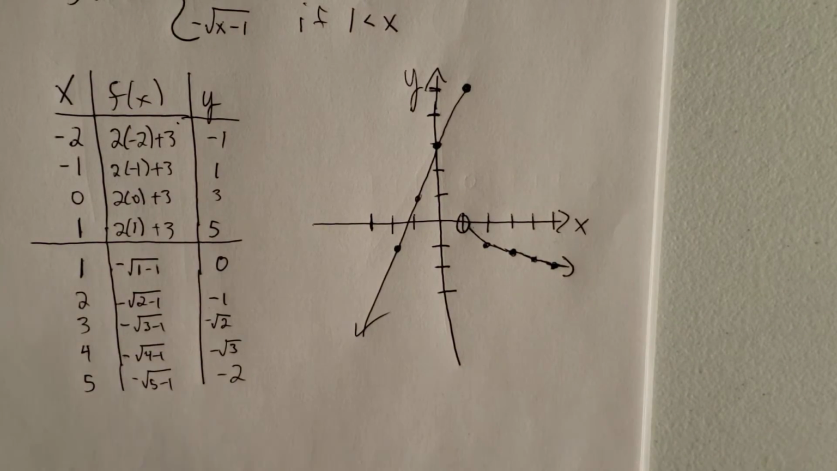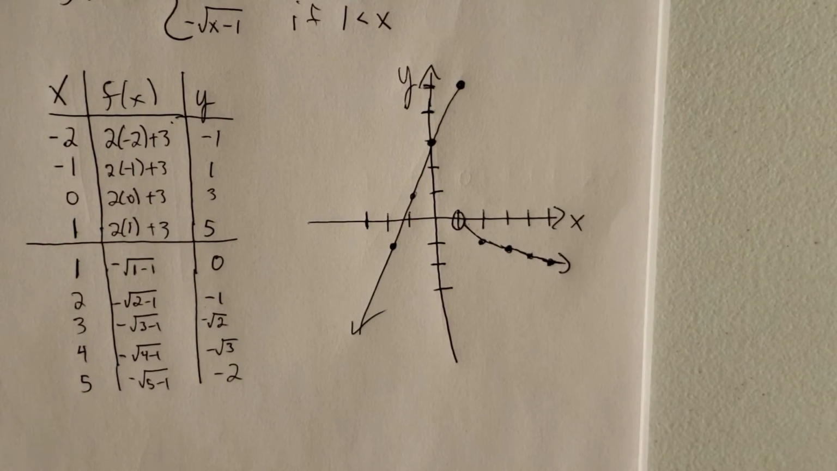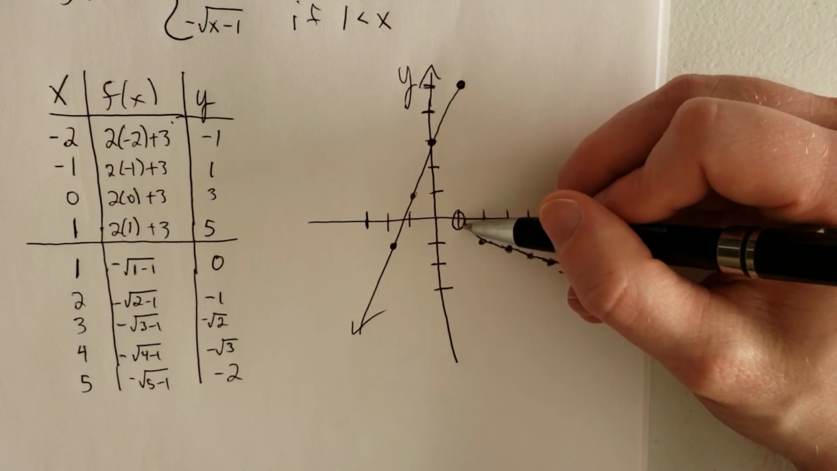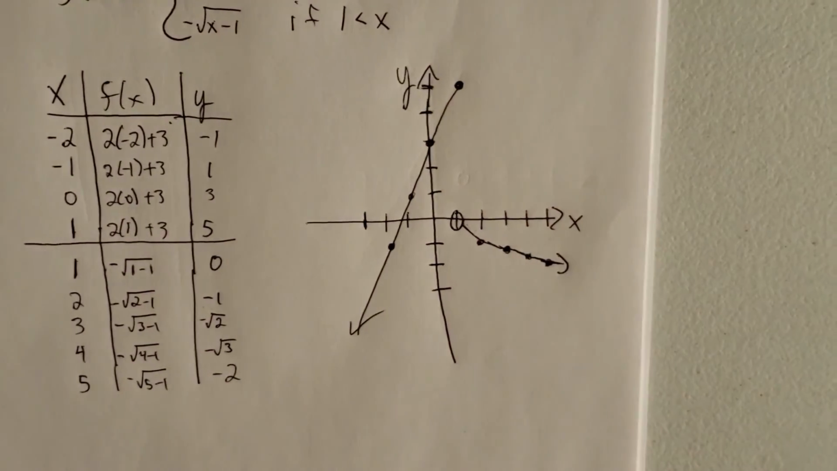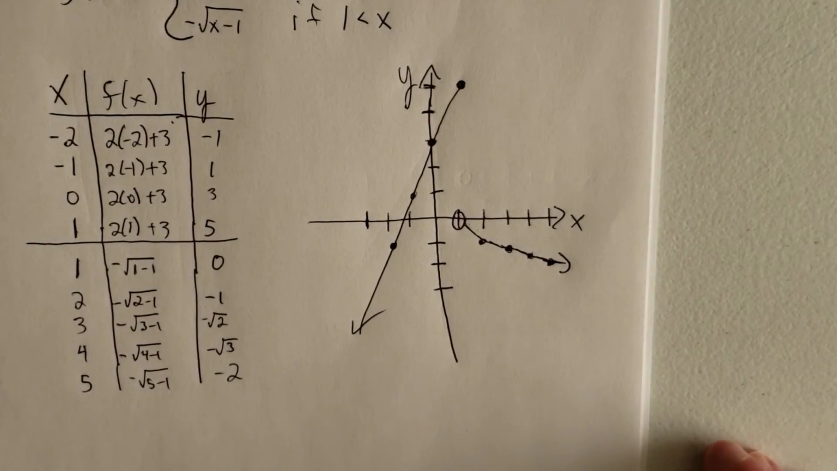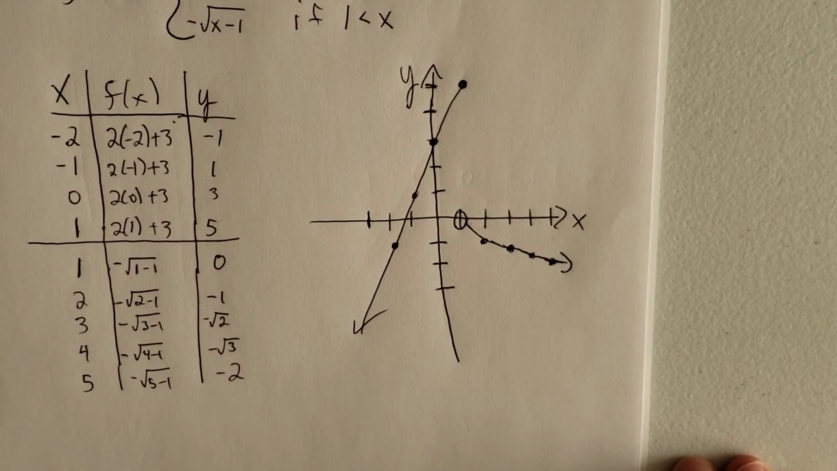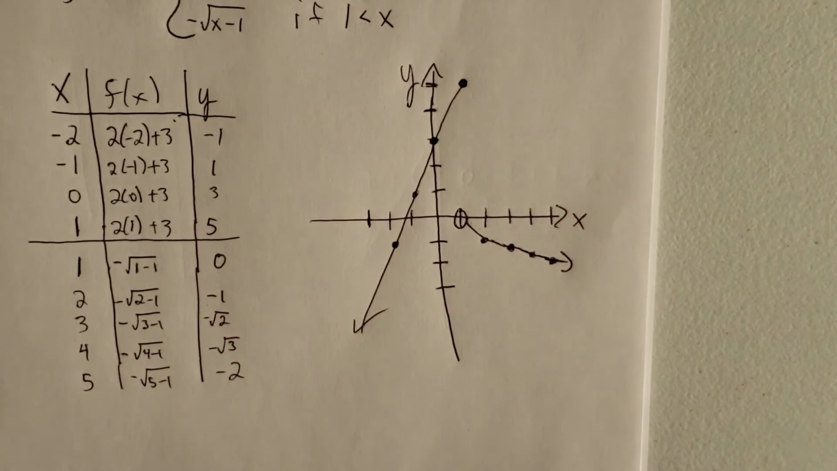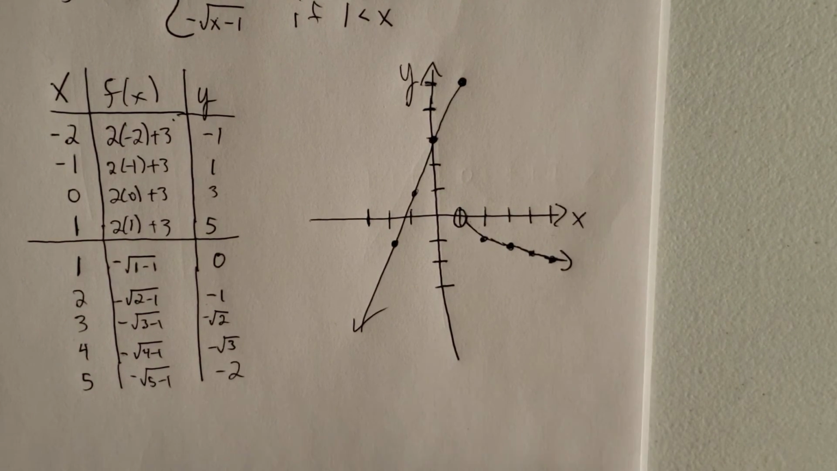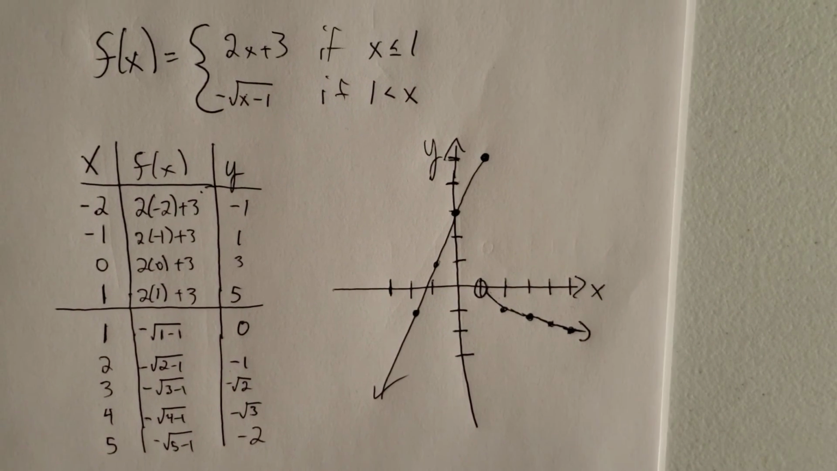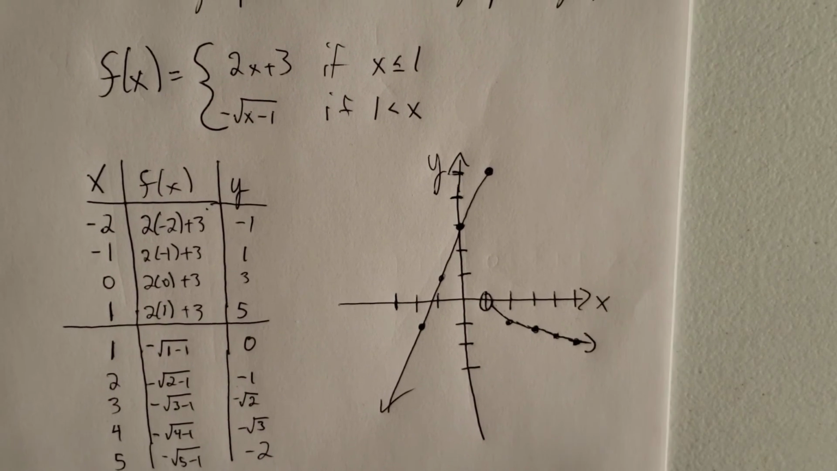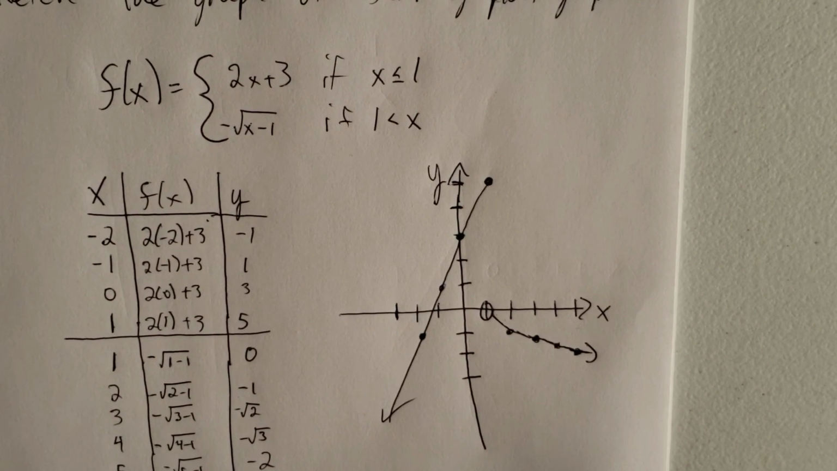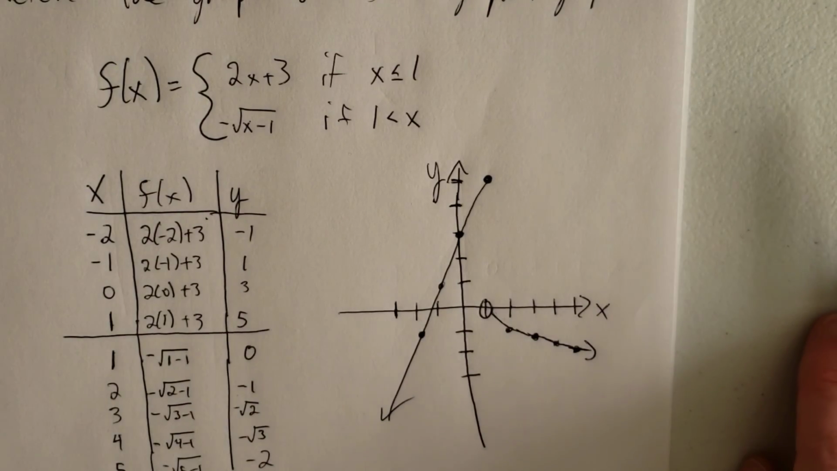And if you recognize the square root function, this is a square root function that is moved over to the right and then flipped downward. But this is our graph of f(x), where f(x) was the piecewise function 2x + 3 if x is less than or equal to 1, and negative square root of (x - 1) if 1 is less than x.